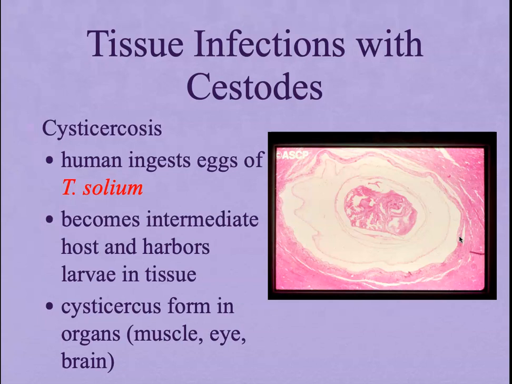And this is unique for Taenia solium. This doesn't happen for Taenia saginata. So this is only a unique thing for this species. Ingesting the eggs of Taenia solium can result in cysticercosis.